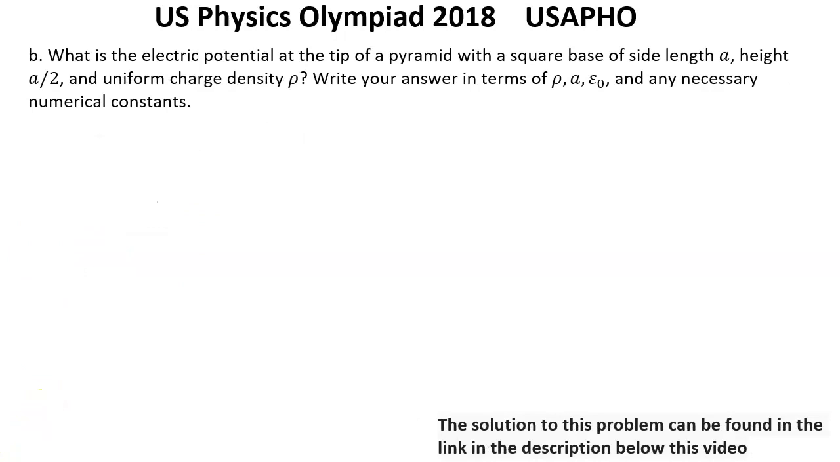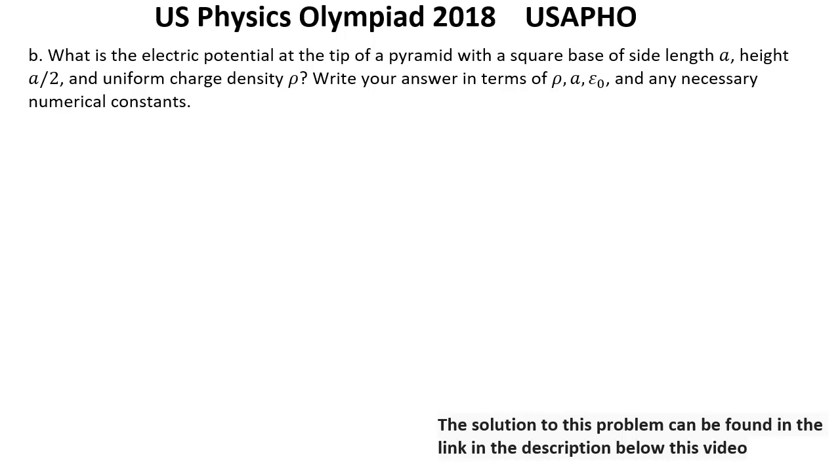Question B. What is the electric potential at the tip of a pyramid with a square base of side length A, height A over 2 and uniform charge density rho? Write your answer in terms of rho, A, epsilon 0 and any necessary numerical constants.